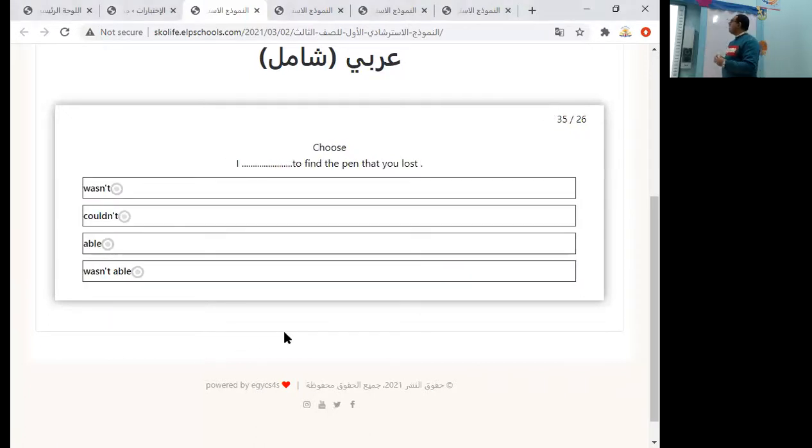The second one, I ___ to find the pen that you lost. Wasn't, couldn't, able, wasn't able. The first one, I can't choose it. Why? Because wasn't should be followed by the word able. The second one, couldn't, shouldn't be found here. Why? Because it should be followed by infinitive, and I don't have infinitive here. I have here to plus infinitive. The third one, able, I can't choose it. Why? Because I can't say I able to. It should be preceded by verb to be.